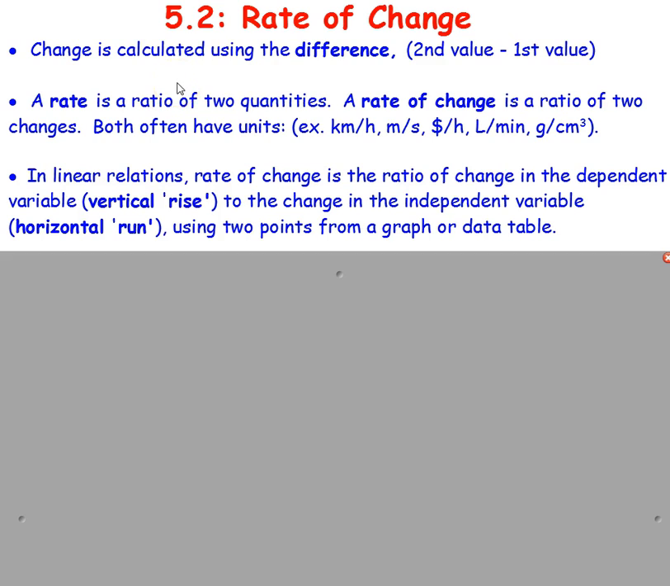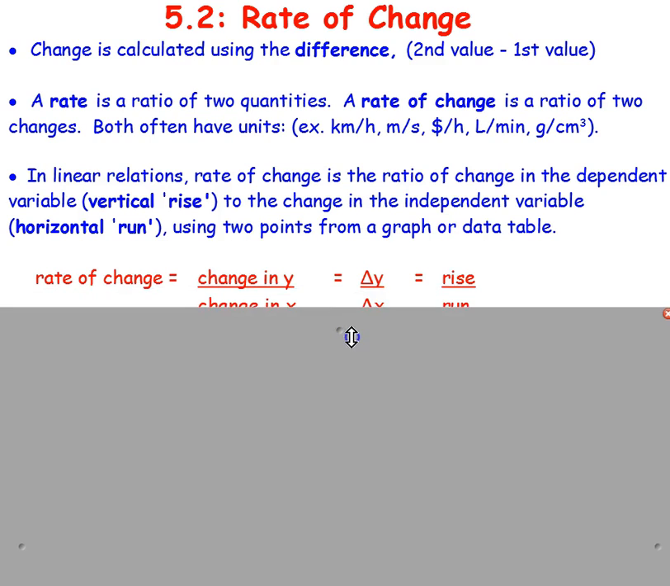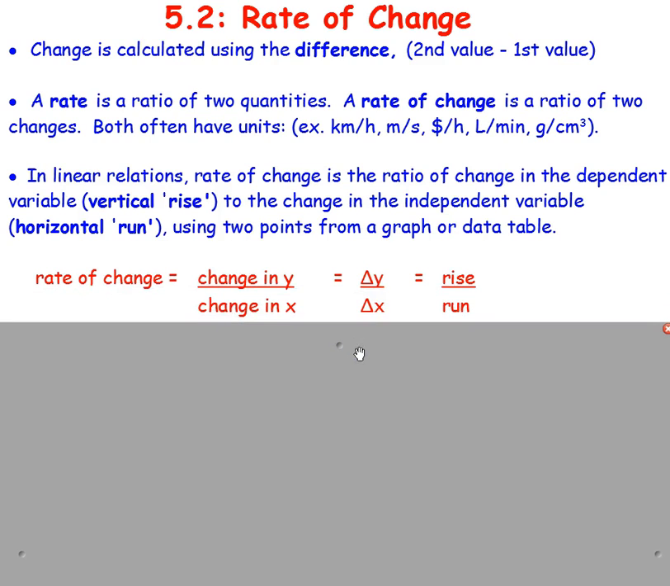We always want to use 2 points from a graph or data table to calculate this rate of change. Rate of change is calculated as a ratio, of course, and we can either consider it to be a ratio of y and x changes, or we can call it the difference in y divided by the difference in x. We can call it the rise over the run, or we can also call it y2 subtract y1 over x2 subtract x1, the formula that you've certainly seen before.